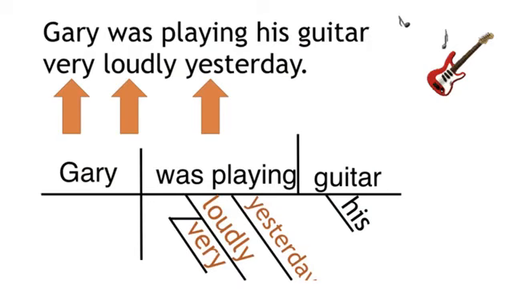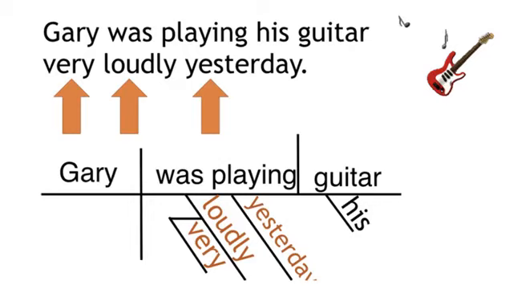So let's look at this sentence and see how we diagrammed these adverbs. Notice how the adverbs are diagrammed just like adjectives in that they go on a diagonal line coming off of the word it describes or modifies. Gary was playing his guitar very loudly yesterday. Loudly is telling how he was playing, while very is telling to what extent he was loud. And yesterday tells us when he was playing. So you can see on the diagram how they each come off of the word that they describe or modify.